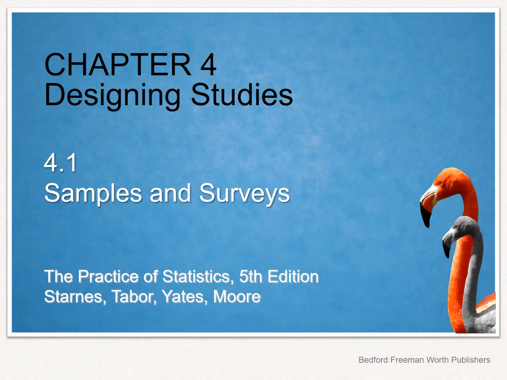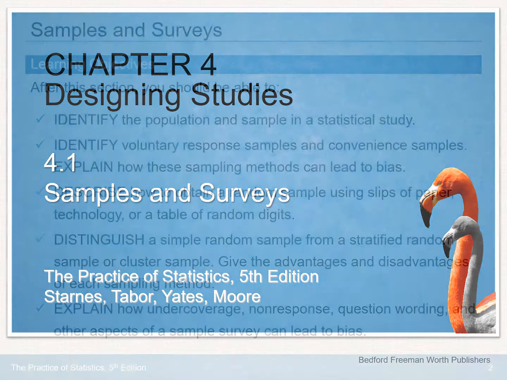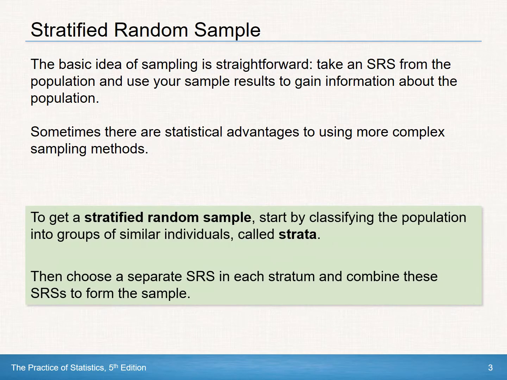Okay, in section 4.1b, we're going to talk about different types of sampling. One of the first types that we'll talk about is a stratified random sample. The basic idea of sampling is straightforward. Take an SRS, a simple random sample, from the population and use your sample results to gain information about the population. Sometimes there are statistical advantages to using more complex sampling methods.